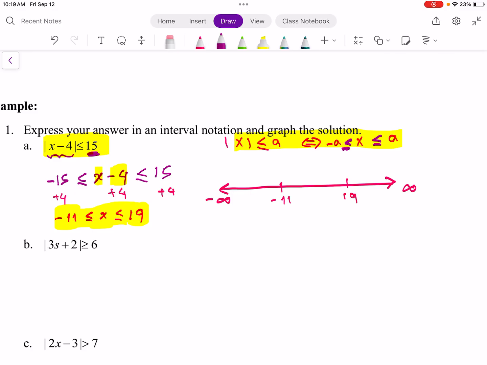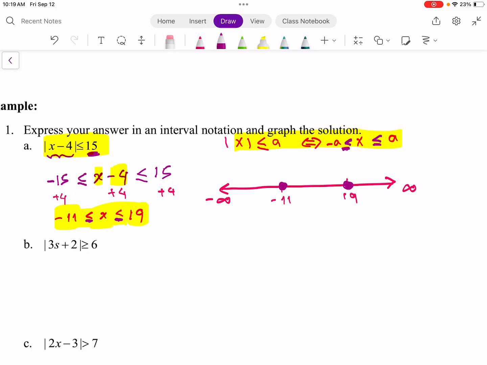Now we have an equals to sign here, so a closed circle at negative 11. We have an equals to sign here, so a closed circle at 19. Closed circle means these two numbers are also part of the solution.